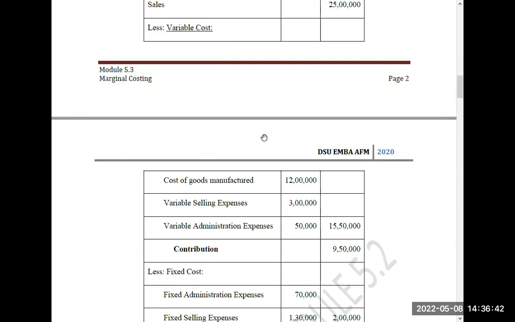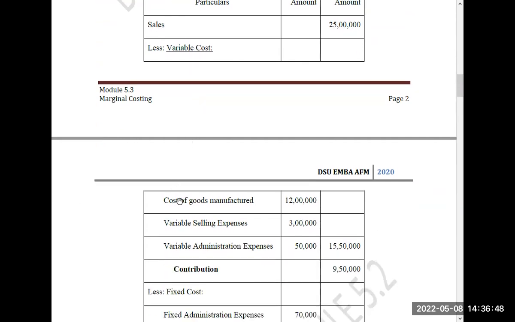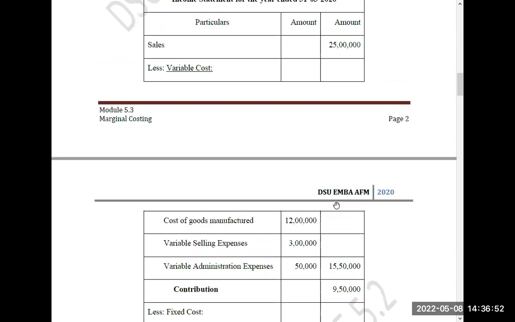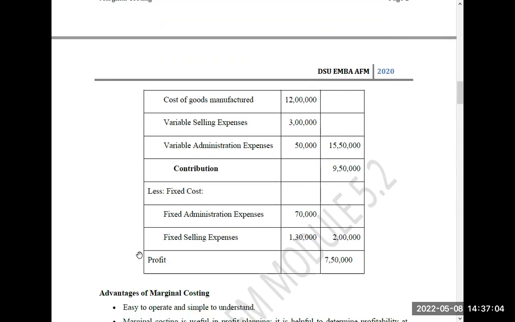Sales is given there. Sales minus variable cost. Variable cost is given in detail. So variable cost total is 15,50,000. Sales was 25 lakhs. So the difference between sales and variable cost total is equal to contribution. It is given there, contribution. From contribution, if you minus the fixed cost, you will get profit.